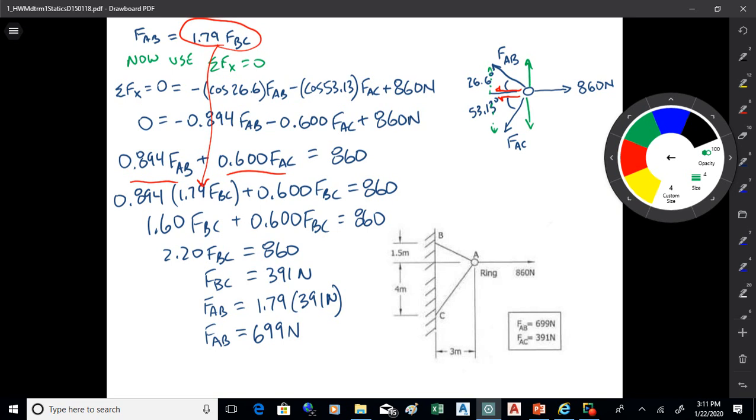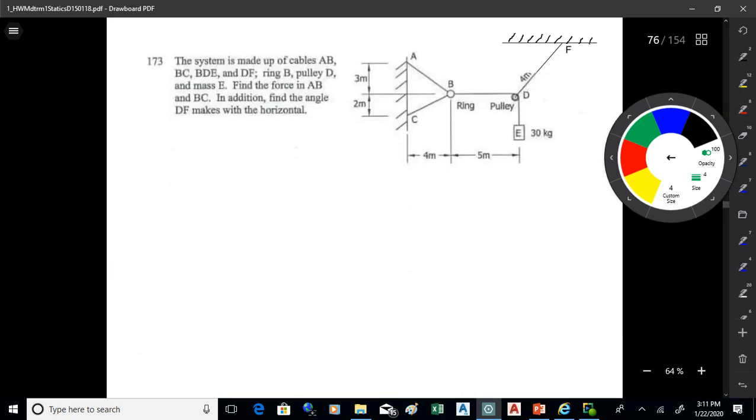Now the next one's 173. It's similar to this one. Quite a bit similar, really, at least in how it begins. So 173 looks like that. Are there questions on this one?